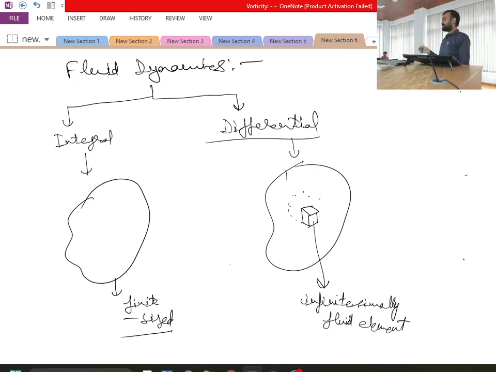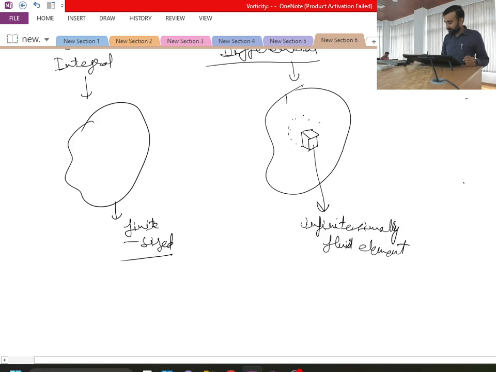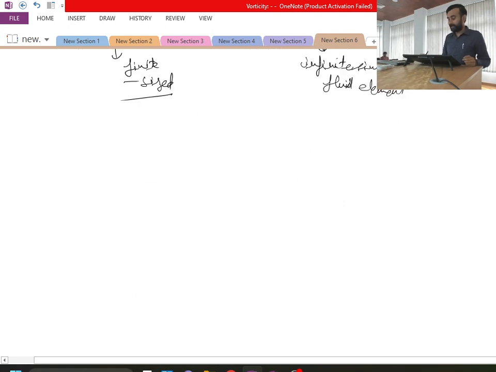So for very simplified situations only we will be able to find the analytical solution, otherwise we have to go for other techniques such as numerical solution for the detailed solution of the equations. Okay, how to do that we will be seeing in the subsequent lectures, but the integral approach is the easiest one, because here we consider a finite sized volume and then we try to determine the parameters as a whole.